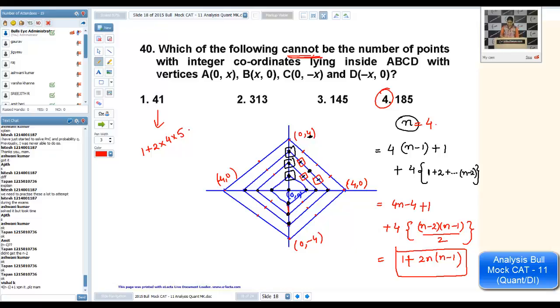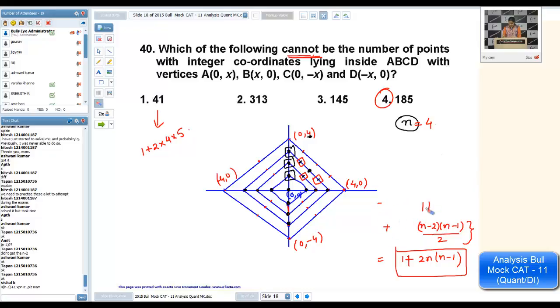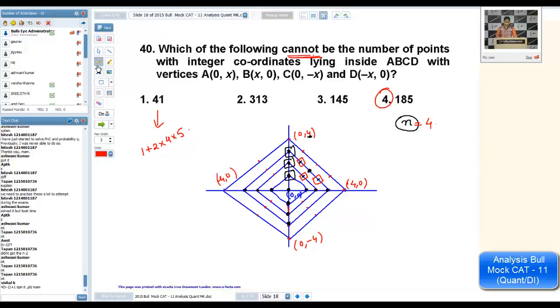Vishal, once again. Okay, once again, just a second. See, I have taken a particular case and I'm trying to generalize this. I'm taking n as 4. So if we find the number of points, first of all, corresponding to origin, I'm writing 1. 1 is corresponding to origin. Origin is considered as 1 point.